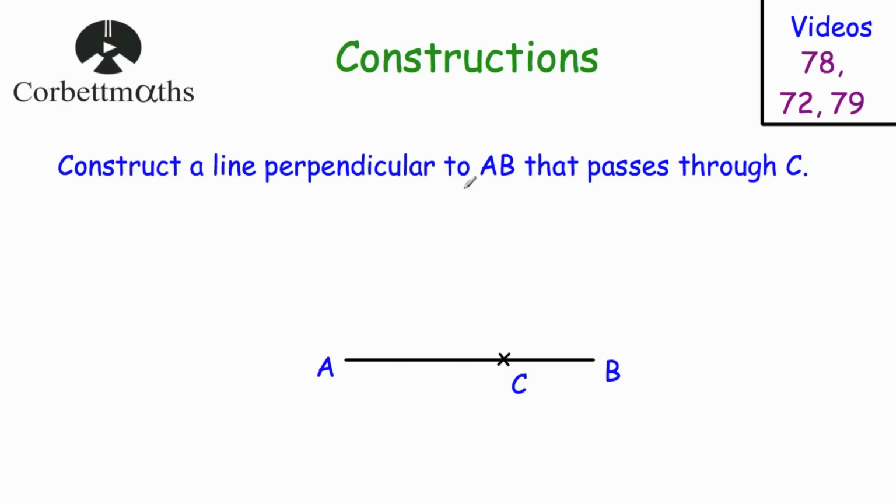We're now going to construct a perpendicular to the line AB that passes through the point C, which is on the line.